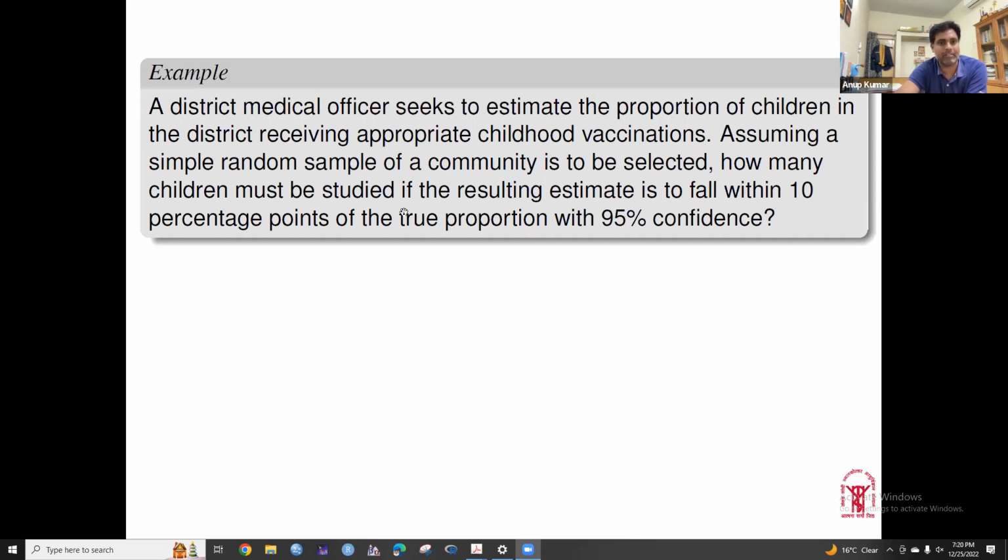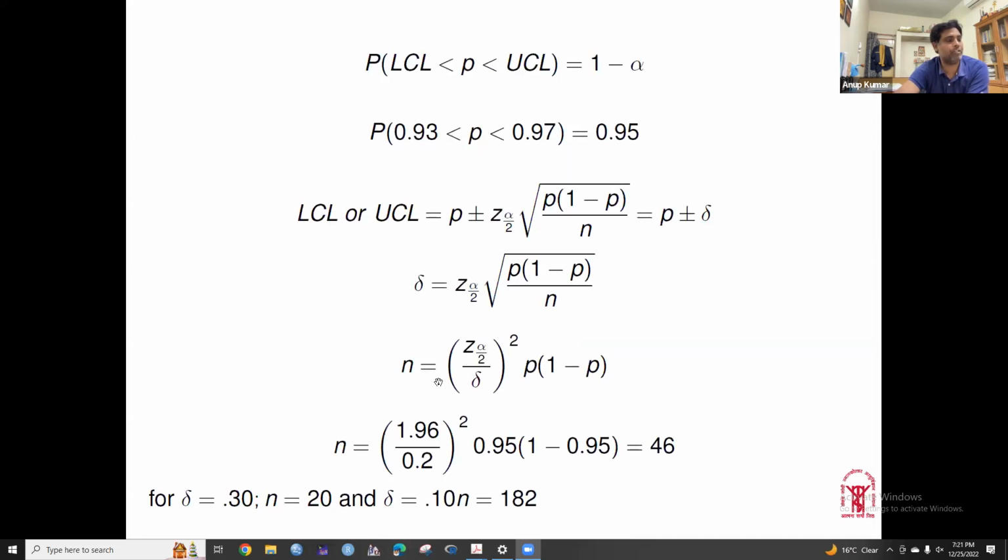how many children must be studied if the resulting estimate is to fall within 10 percentage point of the true proportion with 95% confidence? तो जो ये 10 है, this 10 is the margin of error, half width delta, okay, and level of significance is 95%. ठीक है, तो अगर आप फॉर्मूला दे, if you will see the formula for selecting this n, calculating this n, this delta is 10, ये तो 10 हो गया, okay, z alpha by 2 1.96 हो गया because 95% confidence है, but we should also have an idea कि p क्या होगा, इसी p को estimate करना है.